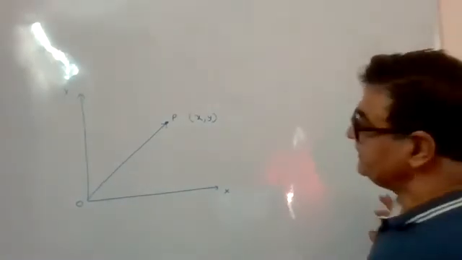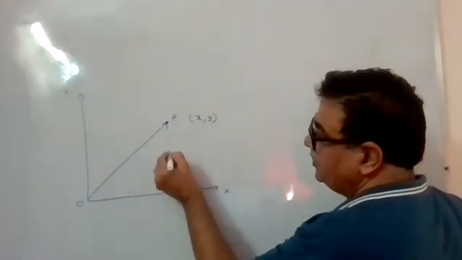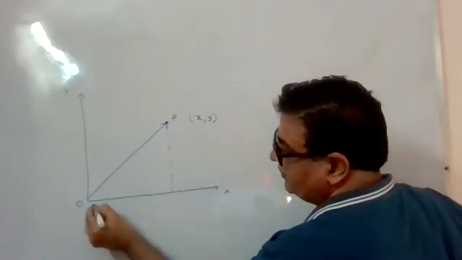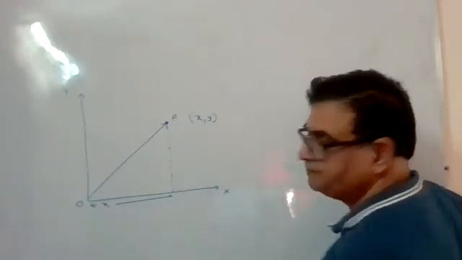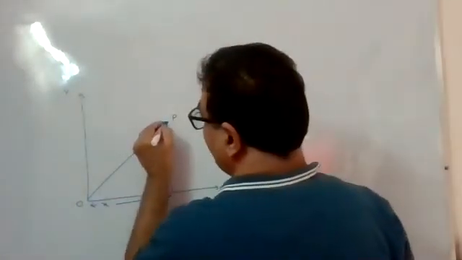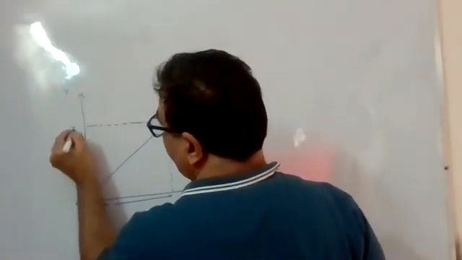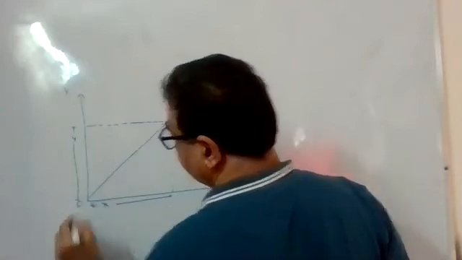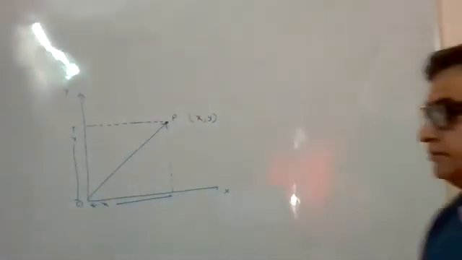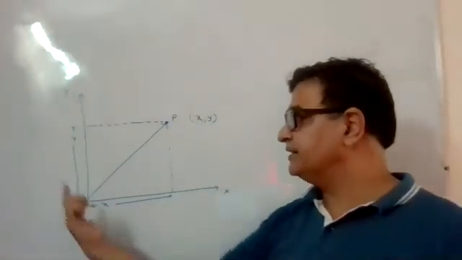Now, what is x here? We should keep in mind: if I draw a perpendicular, this length is x, and this will be the length we call y. This is length x, this is length y.